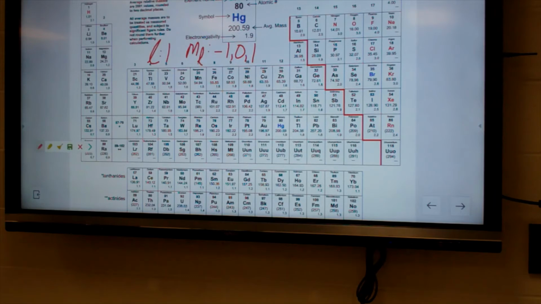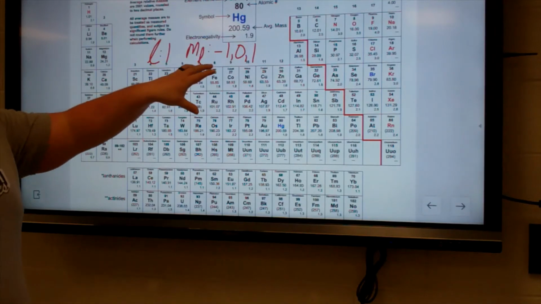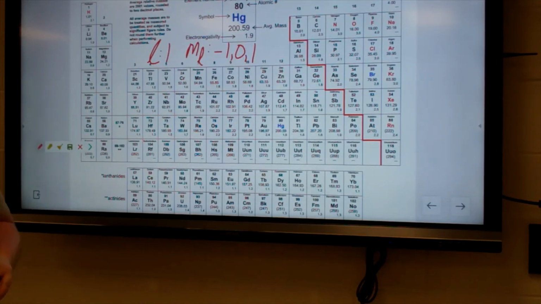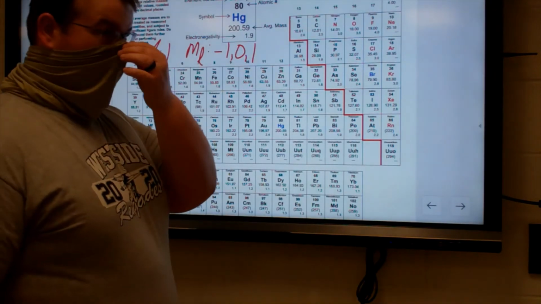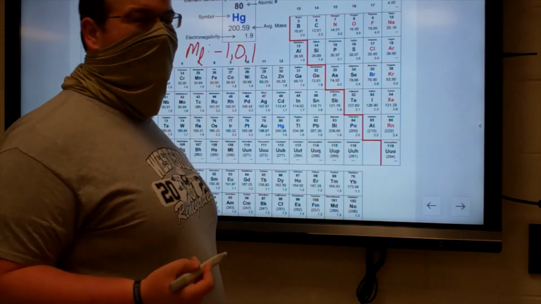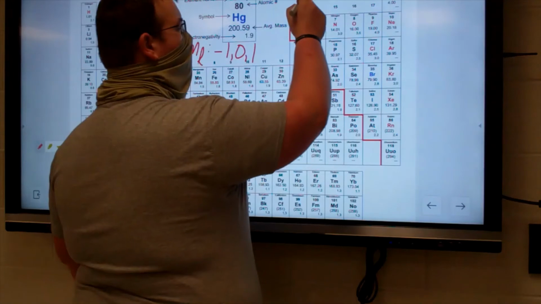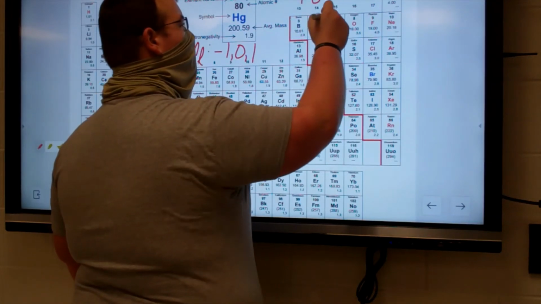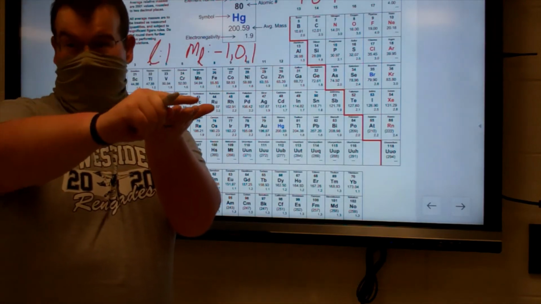So in this, I got 3 numbers for M sub L. How many columns are in the P block? 6. 3 and 6, 2 times. 13th column, it's negative 1. 14th column, 0. 15th column, 1. You went through it one time.